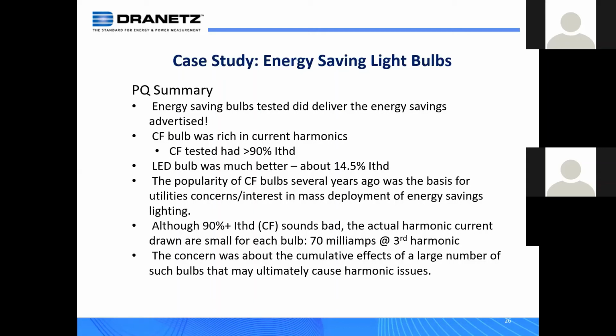You know, we're saving 75% of the energy. We're only consuming about 25% of the power that we did before, okay? So the concern was the cumulative effects of the larger number of light bulbs, okay, but it really didn't cause an issue because of this.